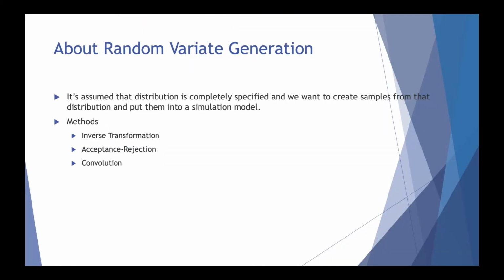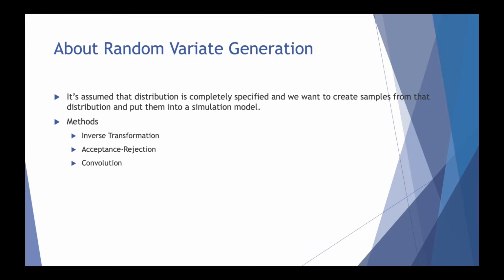For random variate generation, it's assumed that the distribution is completely specified and we want to create samples from that distribution and put them into a simulation model. There are different methods or techniques to do this. We will focus on the inverse transformation, which is a method for generating random numbers from any probability distribution by using its inverse cumulative distribution.